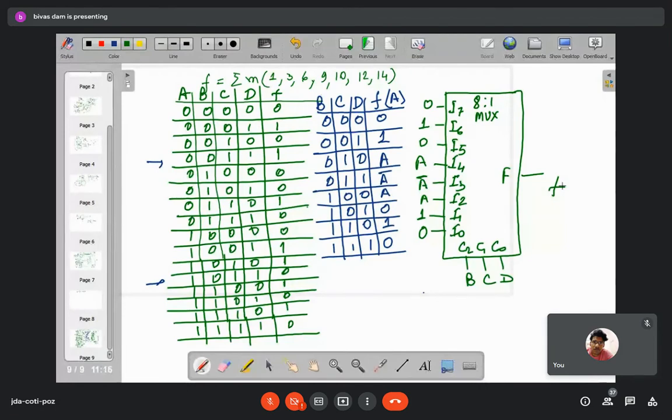Okay, that's the design. But do you actually require that 2-to-1 multiplexer? Yes. To realize this, I require this. So we have to draw that. That's all. This is the design.